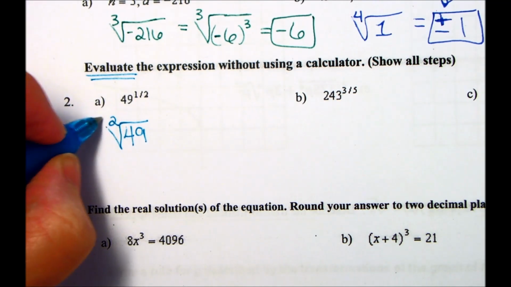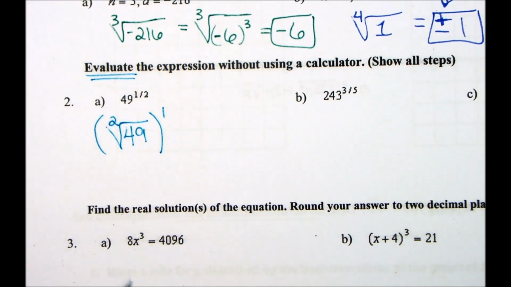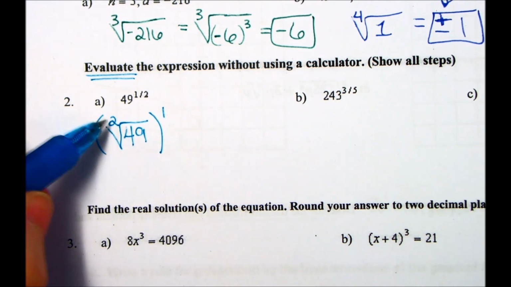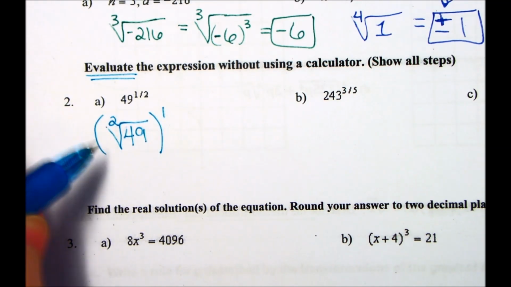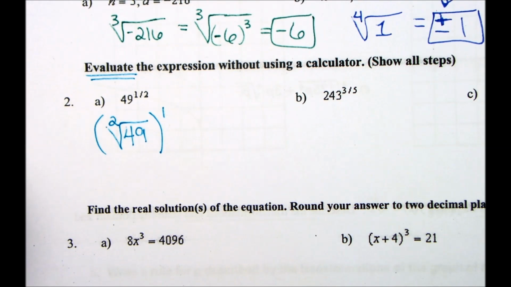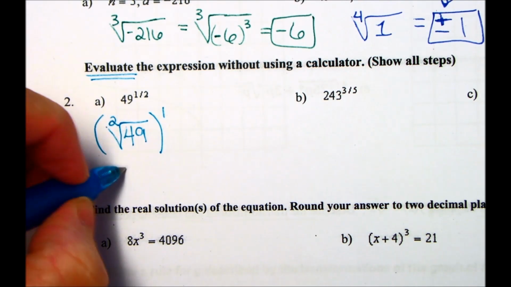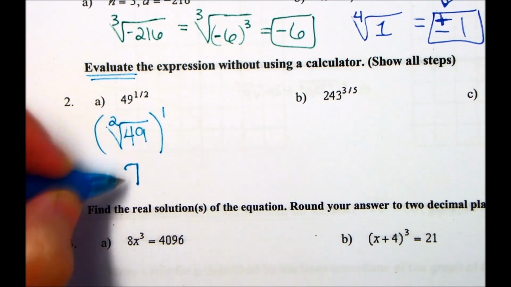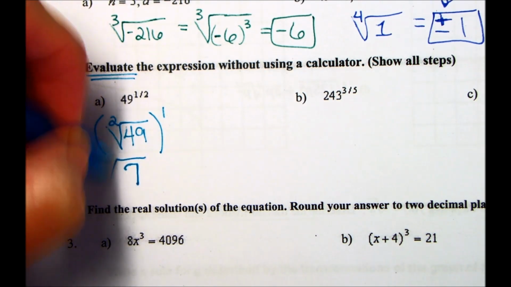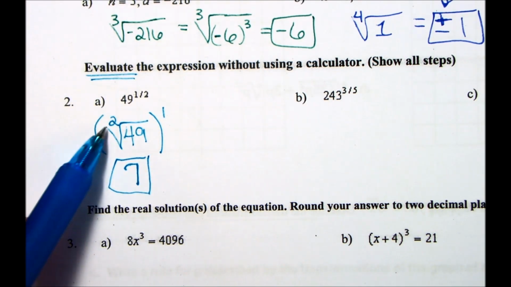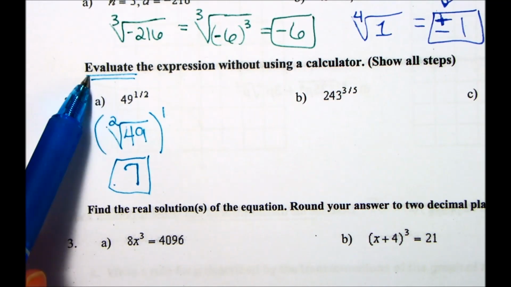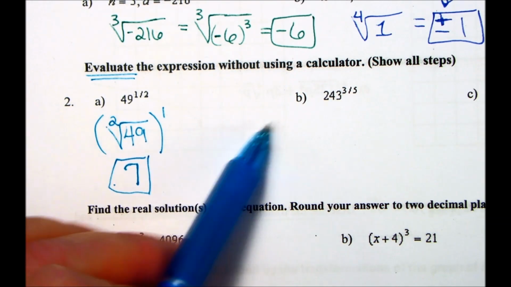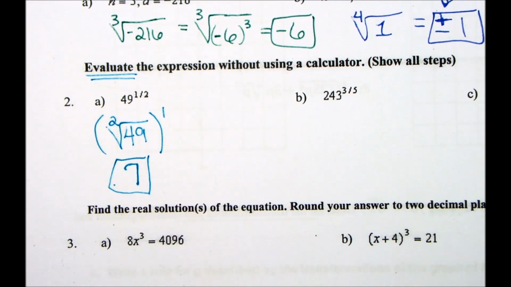The power, which is 1, we really don't need, because when you take something to the first power, it's not going to change it. But you always want to simplify the root, then take it to the power, because you want your number to get smaller before it gets bigger. So the square root of 49 is 7, and then if we take 7 to the first power, it's still just 7. Now, some of you might be thinking, well, it's an even root, so do I need the positive and negative? No.